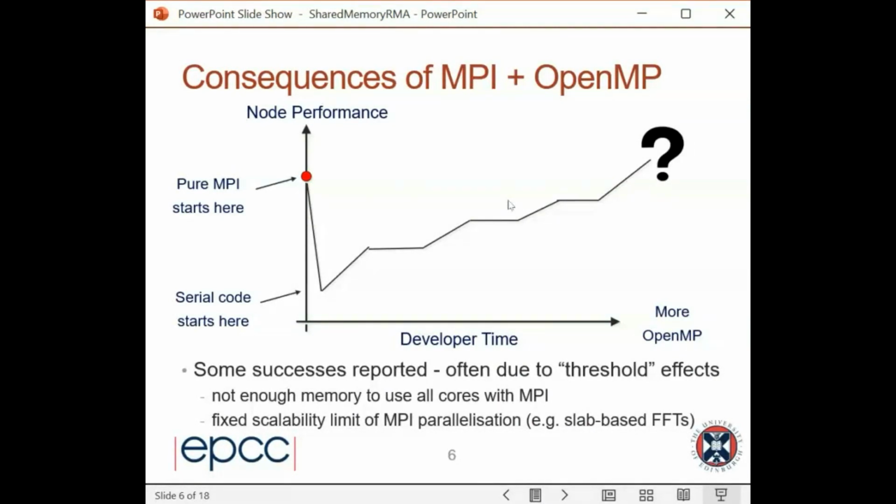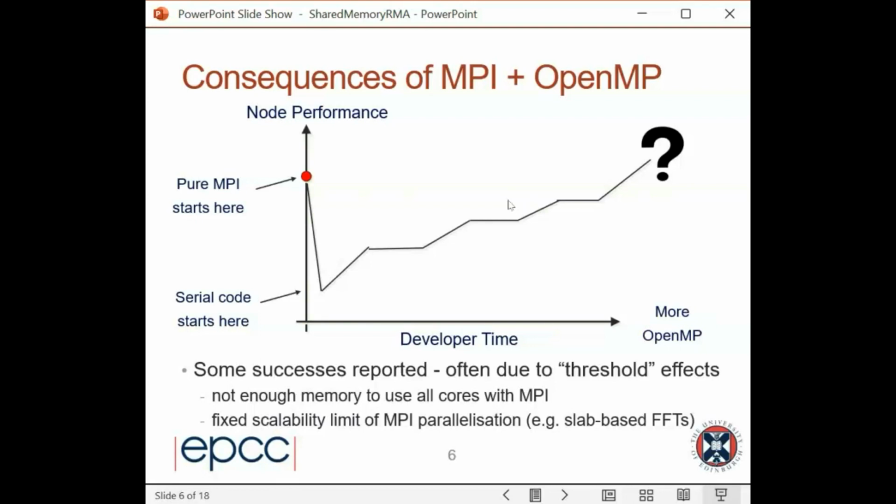So MPI plus OpenMP is not a plug and play approach. You can't have one version which uses OpenMP and one which doesn't, and simply decide. It's really quite a long undertaking. Now, as I've mentioned before, some people have reported success, often due to threshold effects.